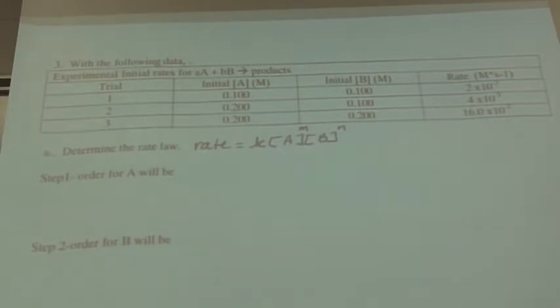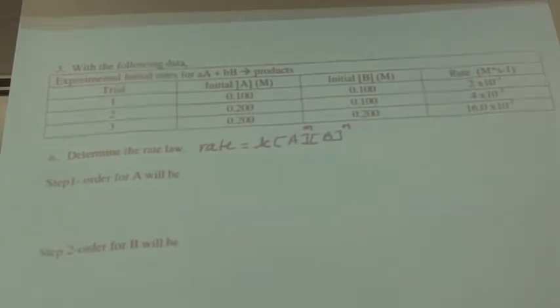Okay, are you ready? So, what I'm going to do is compare mathematically what we just did out loud. In order to determine the order of A, I'm going to find 2 trials where A changes and B doesn't, fill in numbers in the rate law and solve for m.